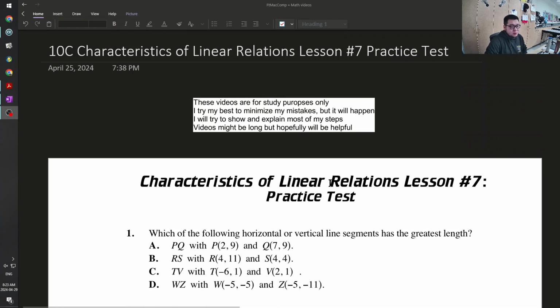Characteristics of linear relations, lesson 7, practice test.